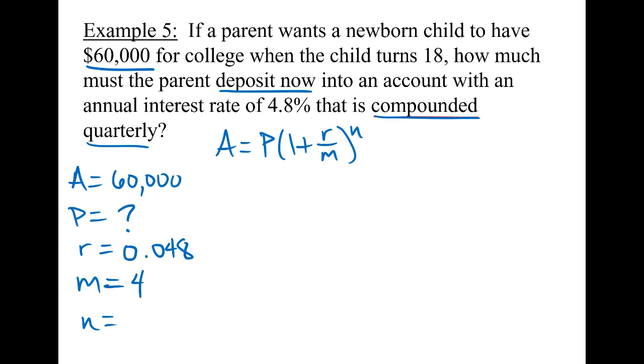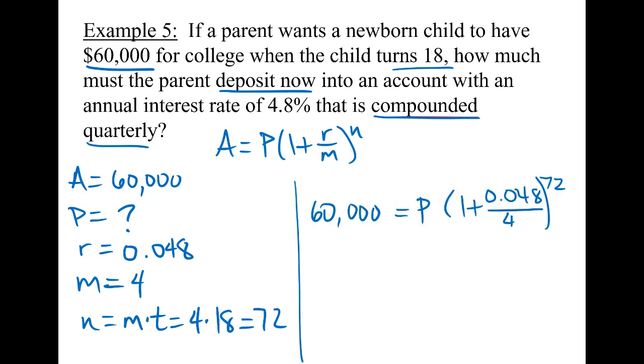And then N is the total number of time periods that the interest is compounded. So that is going to be M times the number of years. So that's 4 times, and then this is going to be 18 years when that child turns 18. And that's 72. And so now we're ready to plug that into our formula. Okay, so we plug that in, and now we need to solve for P. So let's first simplify this expression and see what it equals.